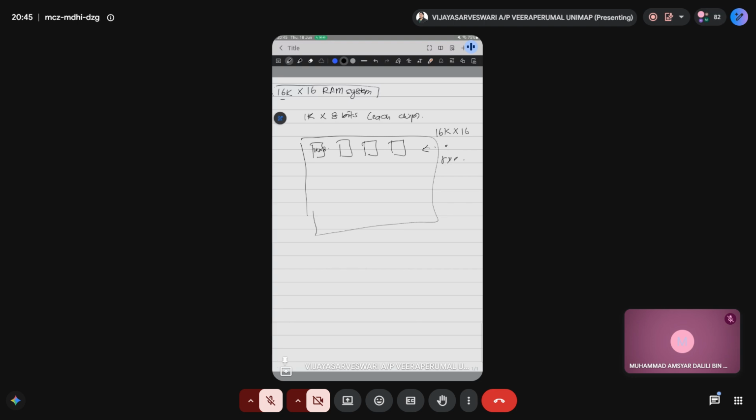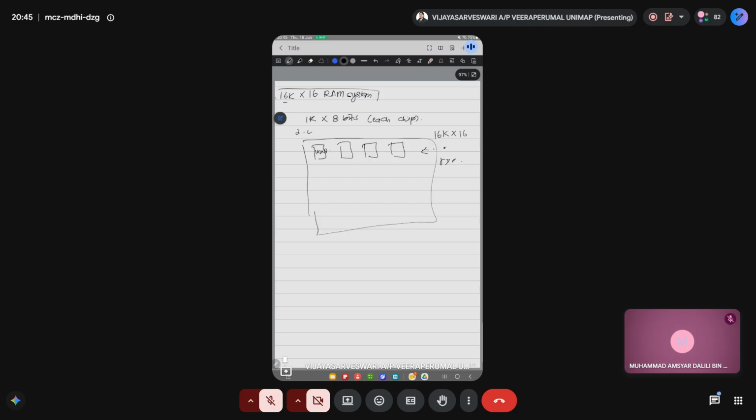Another thing that I give you is a 2 to 4 decoder. So we will use these 2 to 4 decoders to combine all the required chips.